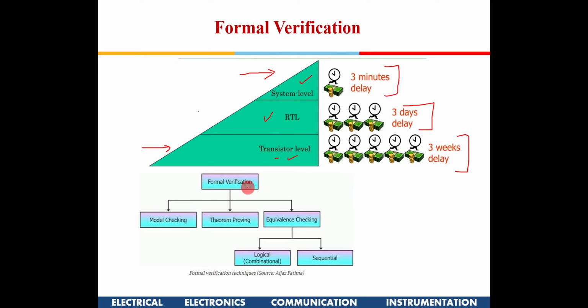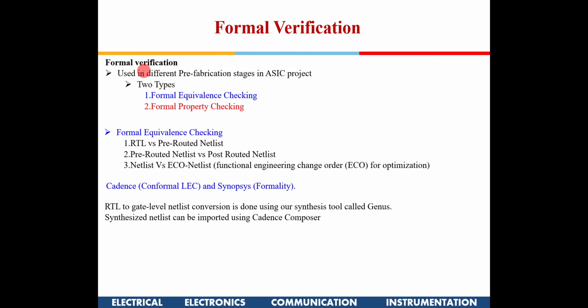Again, formal verification can be further classified as model checking, equivalence checking and theorem proving. So these are the important things: combinational equivalence checking or sequential equivalence checking. We'll talk about that in the next slide. So formal verification is mostly of two types: one is formal equivalence and the other is formal property checking. Okay, equivalence checking will be done at every level, right?